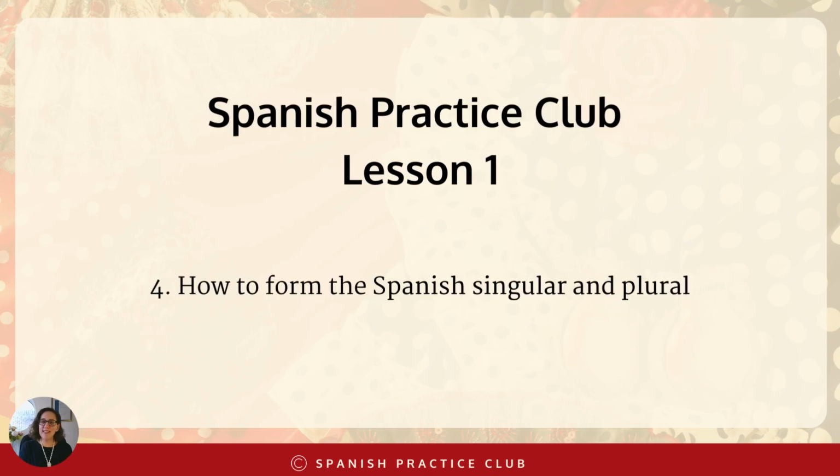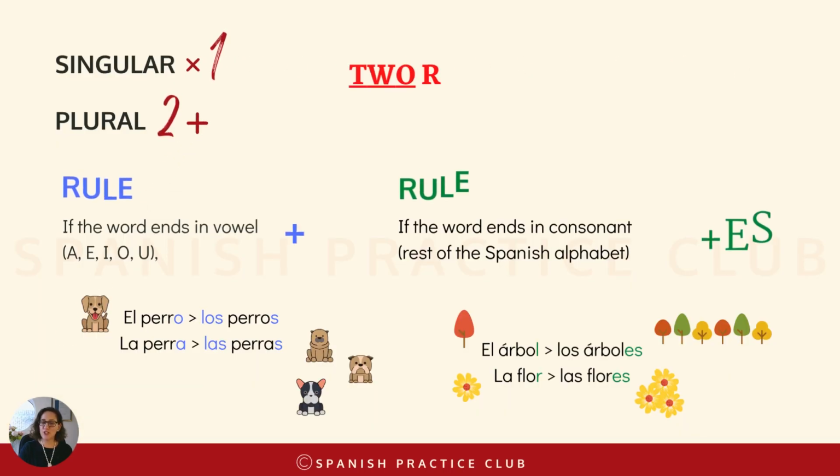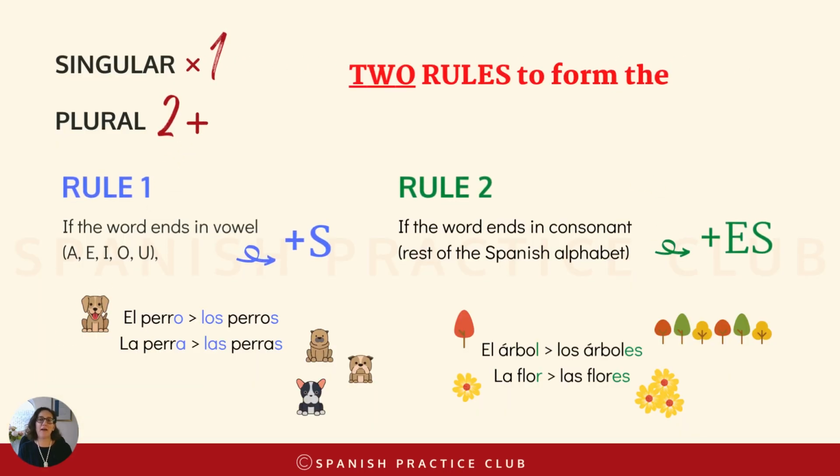So let's have a look at section number 4 of lesson 1, which is how to form the plurals in Spanish, which is really, really easy compared to the English language. We said before in the lesson that we have two numbers. So we have singular and we have plural. Singular is when we are talking about one person or one thing, and plural is when we are talking about two or more people or things.